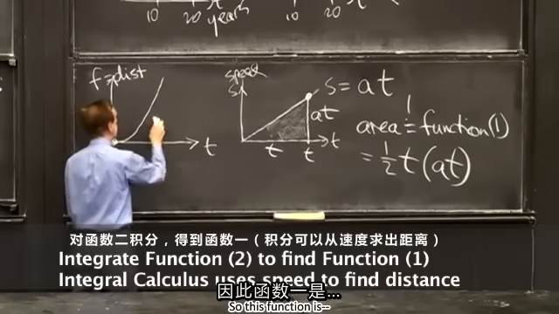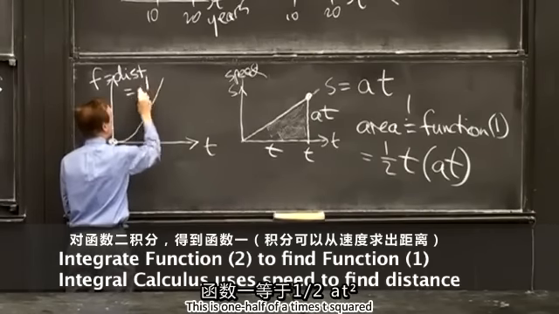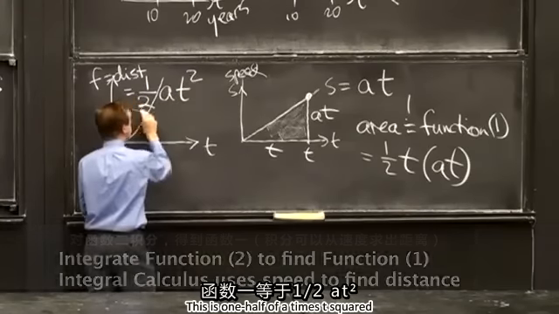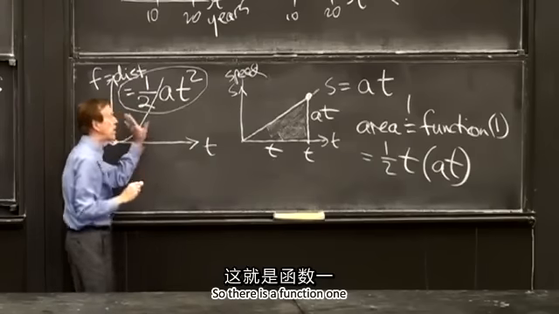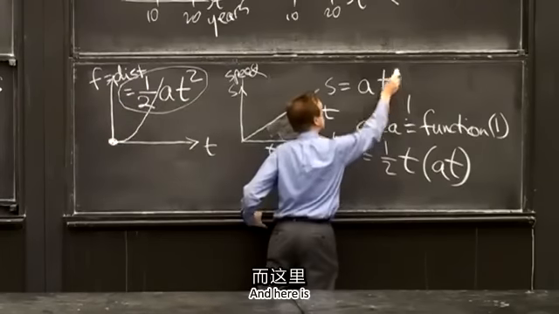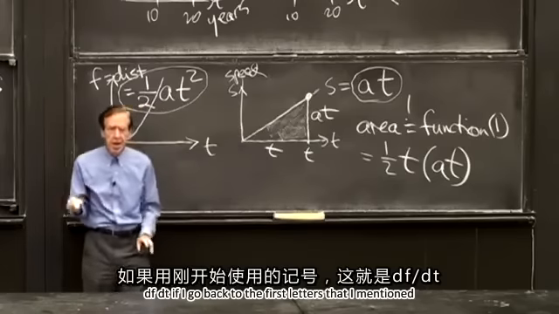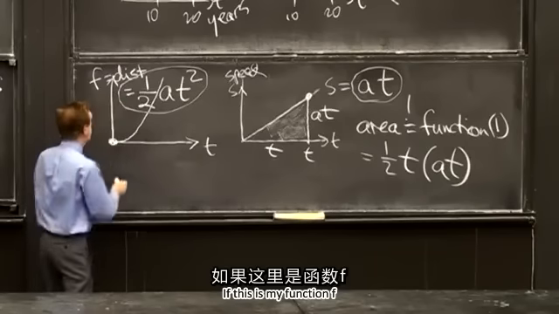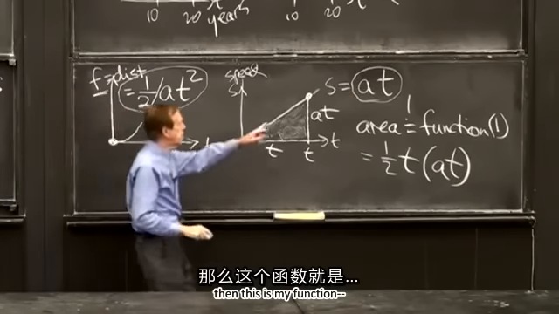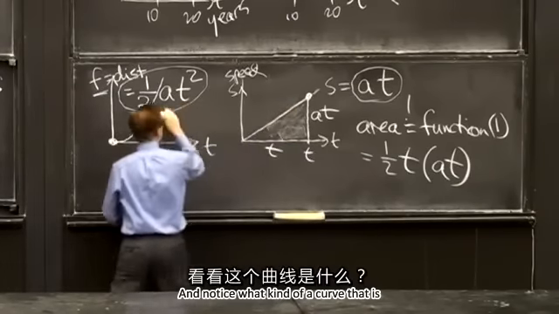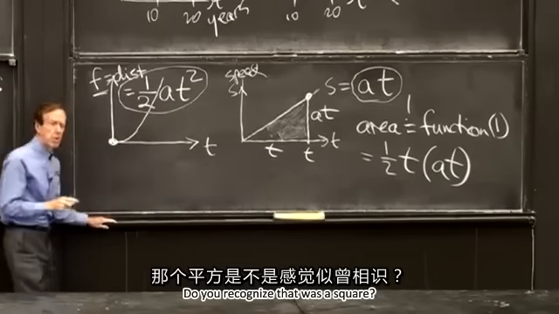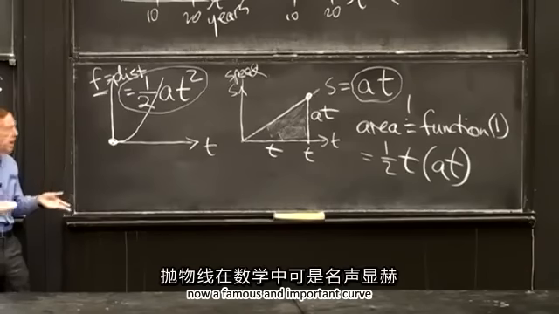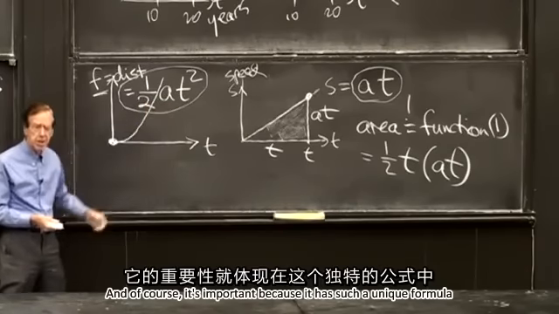So this function is 1/2 of a times t squared. So there is function 1, and here is df dt. If I go back to the first letters that I mentioned, if this is my function f, then this is my function df dt. And notice what kind of a curve that is. Do you recognize that with a square? That tells me it's a parabola. A famous and important curve, and of course it's important because it has such a neat formula.